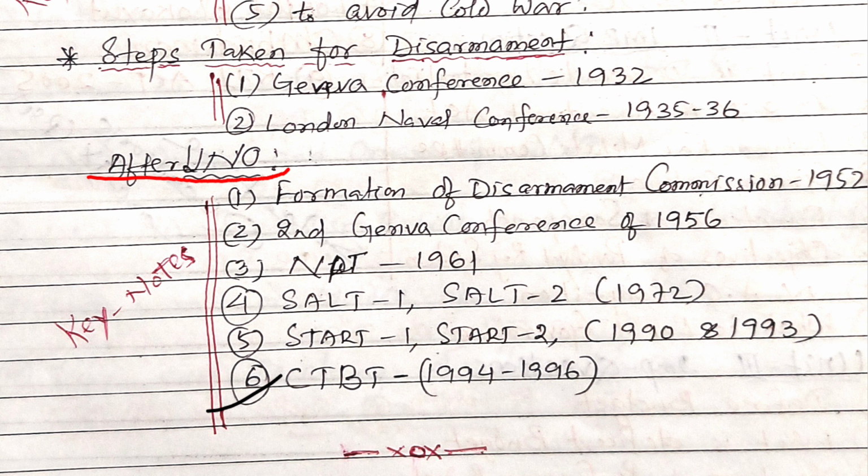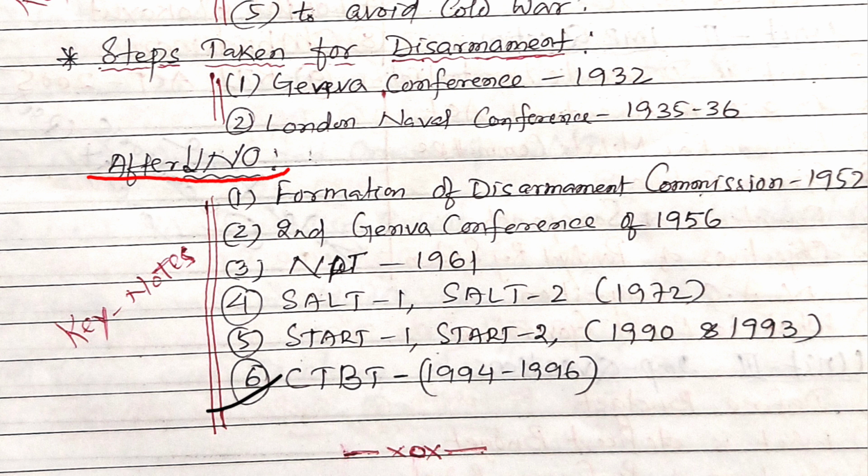I have made a separate video for CTBT. You can see it there. So here, what is designed? This is called the Comprehensive Test Ban Treaty. The treaty was approved by 158 voters. 5 countries abstained. India voted against this. India and Pakistan both voted against this.